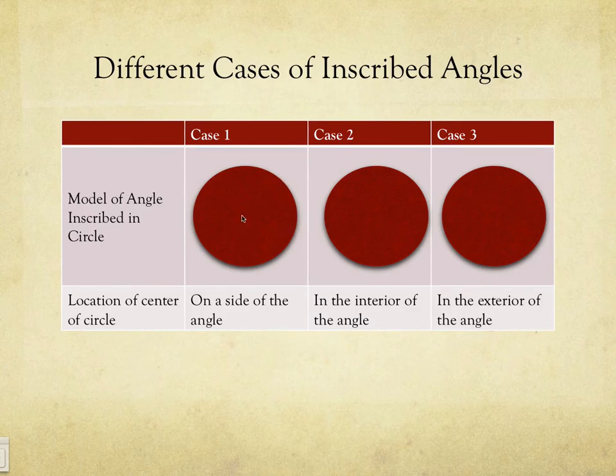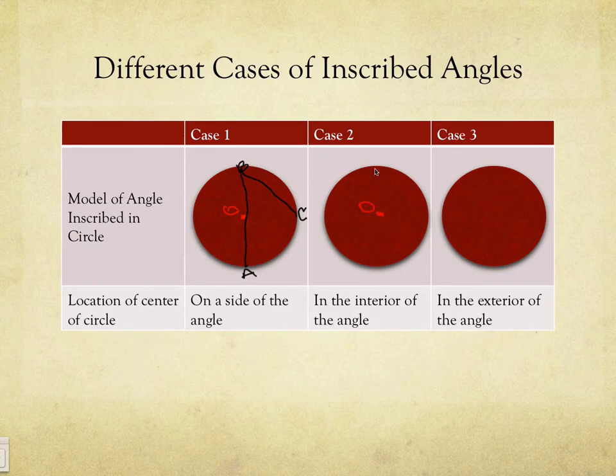Let's say that we have a circle with O as our center, and we have an angle in which a chord goes through the center, and we'll call this chord AB, and then we have a second chord going to B. That tells us that we have the inscribed angle ABC. Our second case is if we have our center on the interior of the angle.